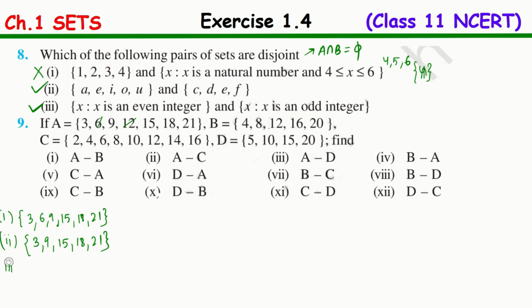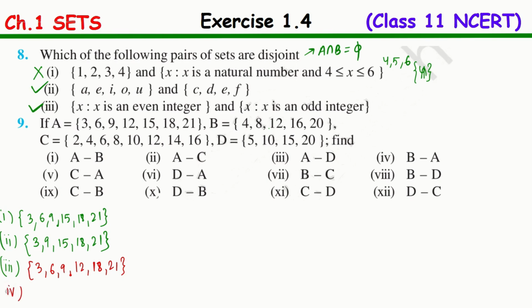Third part says we have to remove D from A. So by first removing D: 5, we have to remove 10, 15 and then 20. So only one element is removed. So it is 3, 6, 9, 12, 15 is removed, 18 and 21.